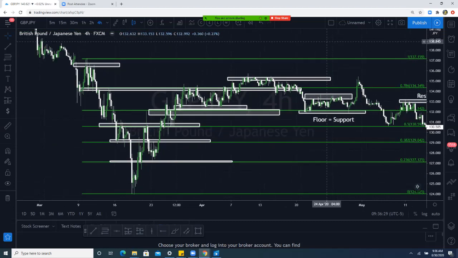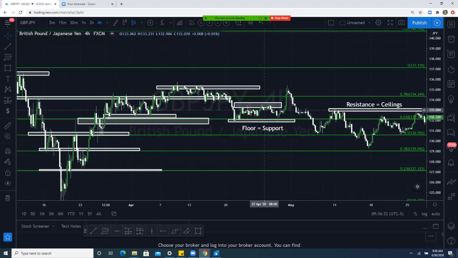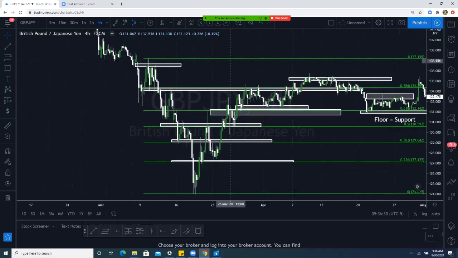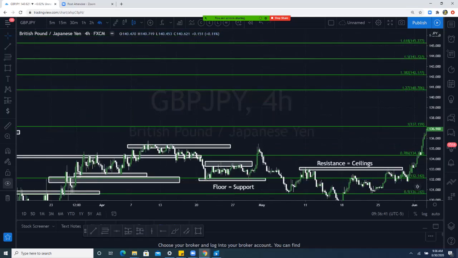So these are the horizontal price levels. You got your support, which is your floor, your resistance, which is your ceiling, and you have your Fibonacci levels. So let's delete that out.